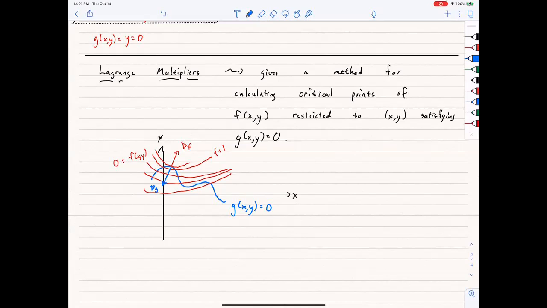So now the question becomes: I'm looking for those points where the gradient of f is a multiple of the gradient of g. And that is precisely this Lagrange equation. So we want to solve this equation. Find those points on g equaling 0 for which we have a solution to this equation, for some lambda, some real lambda, some scalar.